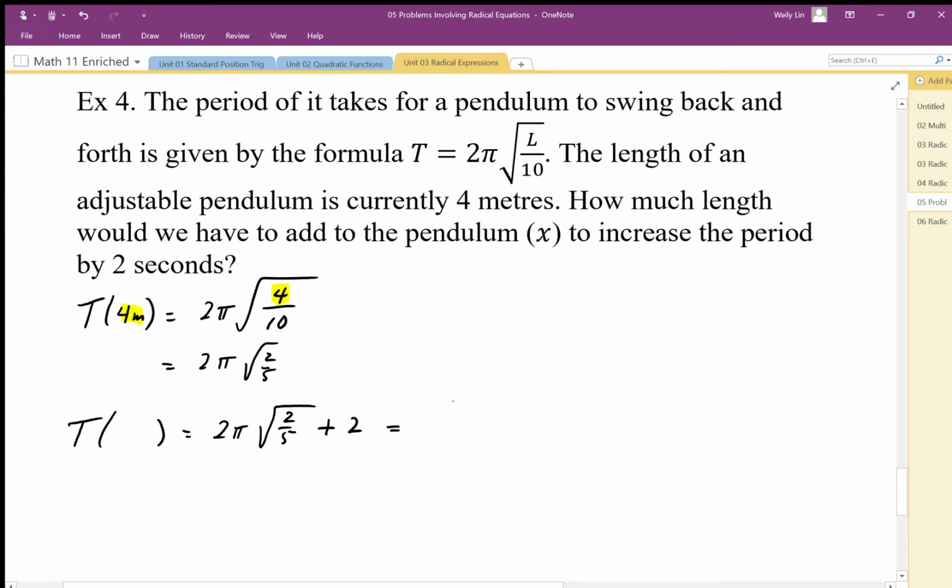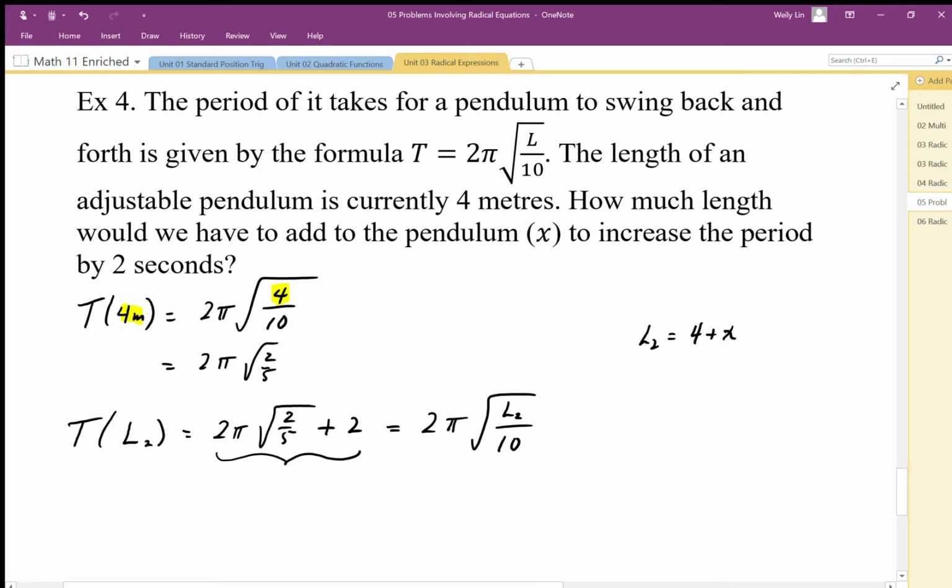Now, if you want to plug in 4 plus x, that's actually going to be okay as well. In fact, that again solves directly for x. So I'm going to write it like this. This is equal to my new period here, and I'm going to call that length 2. So when I plug in my other length, that's the length 2, and I'm just going to write over here, length 2 is equal to the original length, 4 meters, plus x. Okay, so when I plug that in, I can now solve for that length 2.